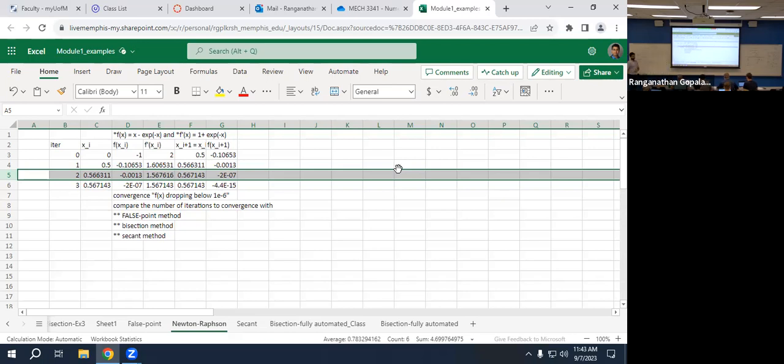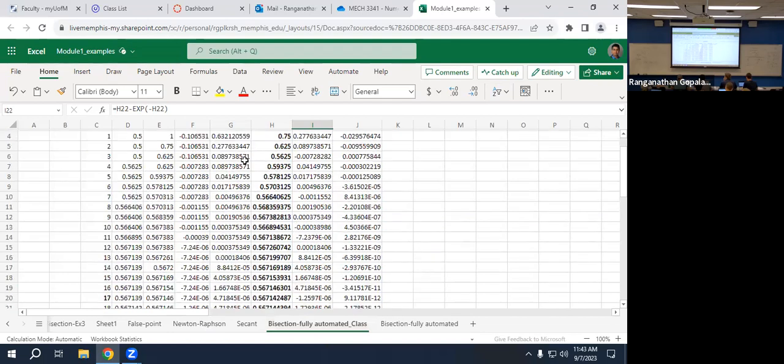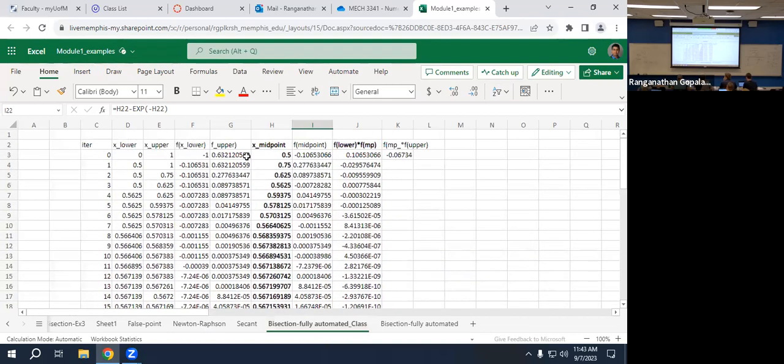Okay. Let's take a small pause, and I'm ready to take questions from you if you have any questions related to implementing this bisection method and automating it. Go for it. Yes. Is there a reason why you did not use your column?